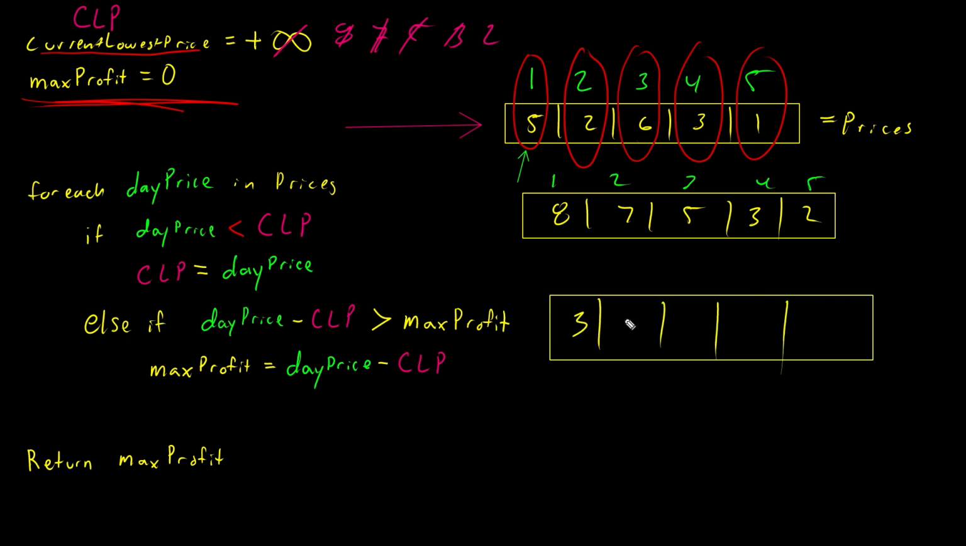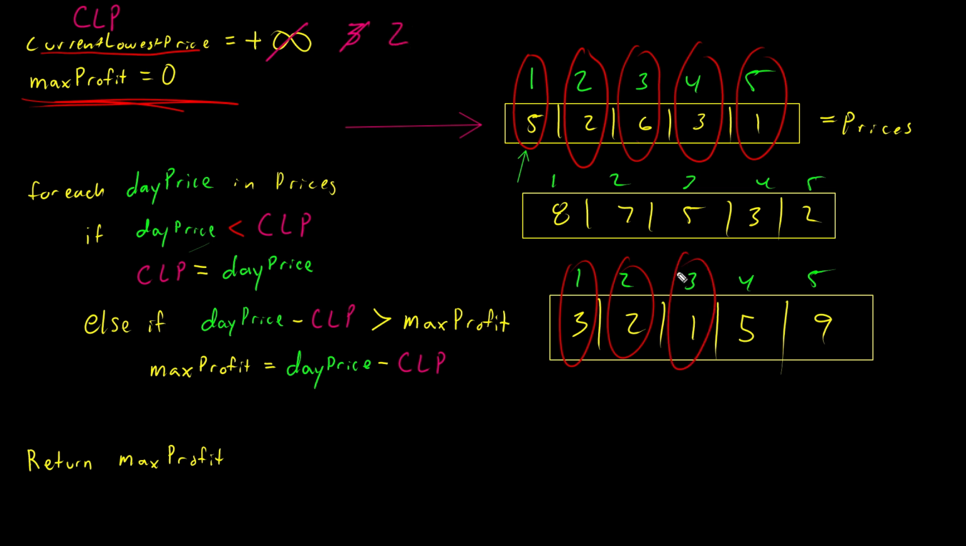Let's go with 3, 2, 1, 5, 9. Okay, remember this is day 1, 2, 3, 4, 5. So on day 1, let me erase up here. On day 1, our day price is 3. Is 3 lower than our current lowest price, which is infinity? Is 3 less than infinity? Yes, so let's update that. So this becomes 3. We go on to day 2. On day 2, our day price is 2. We say, hey, is 2 lower than 3? Well, yes, it is. So let's just update that. 2. Let's move on to day 3.